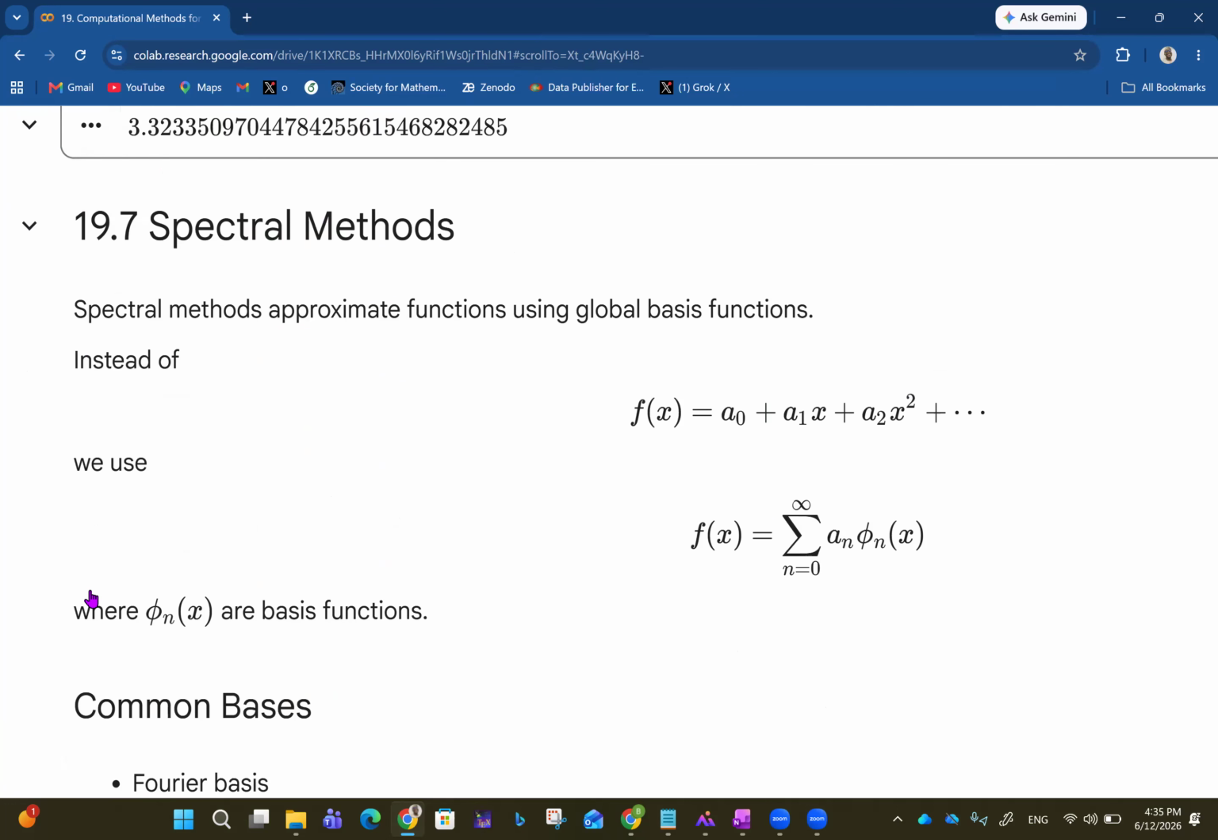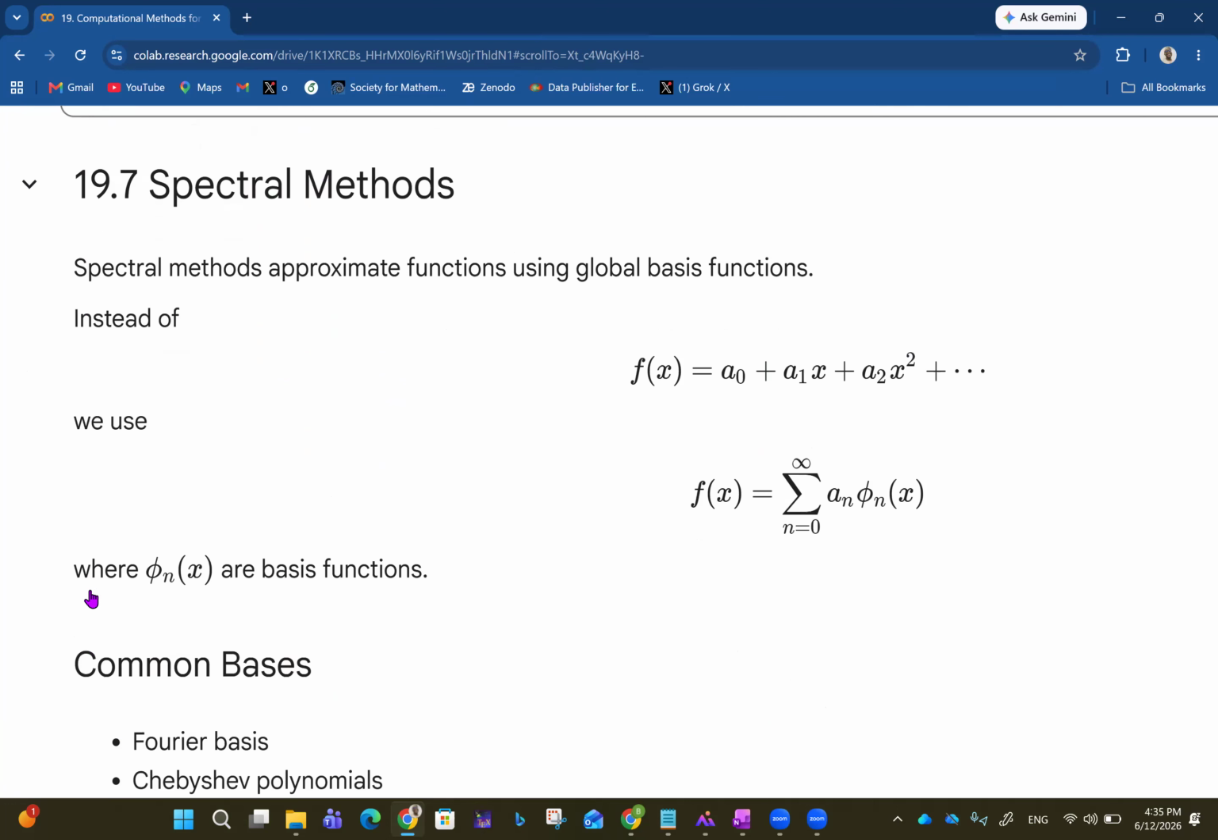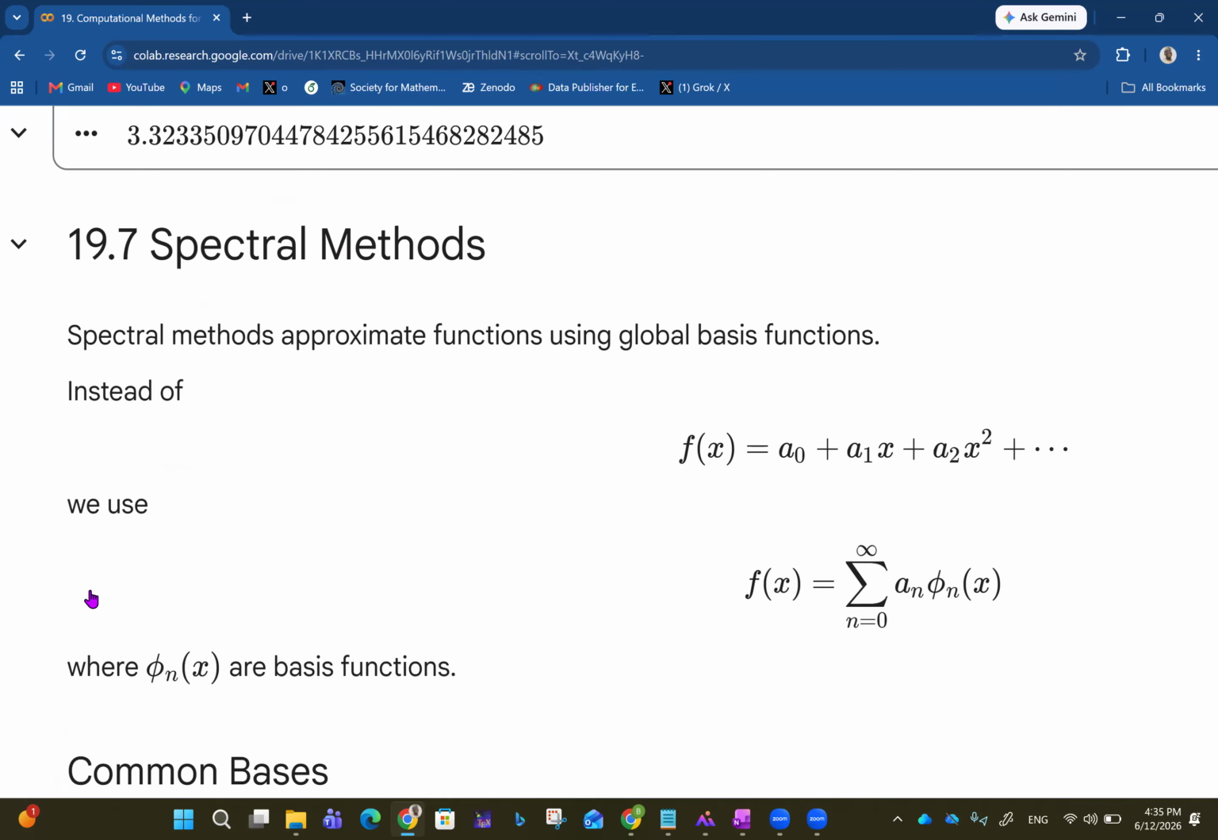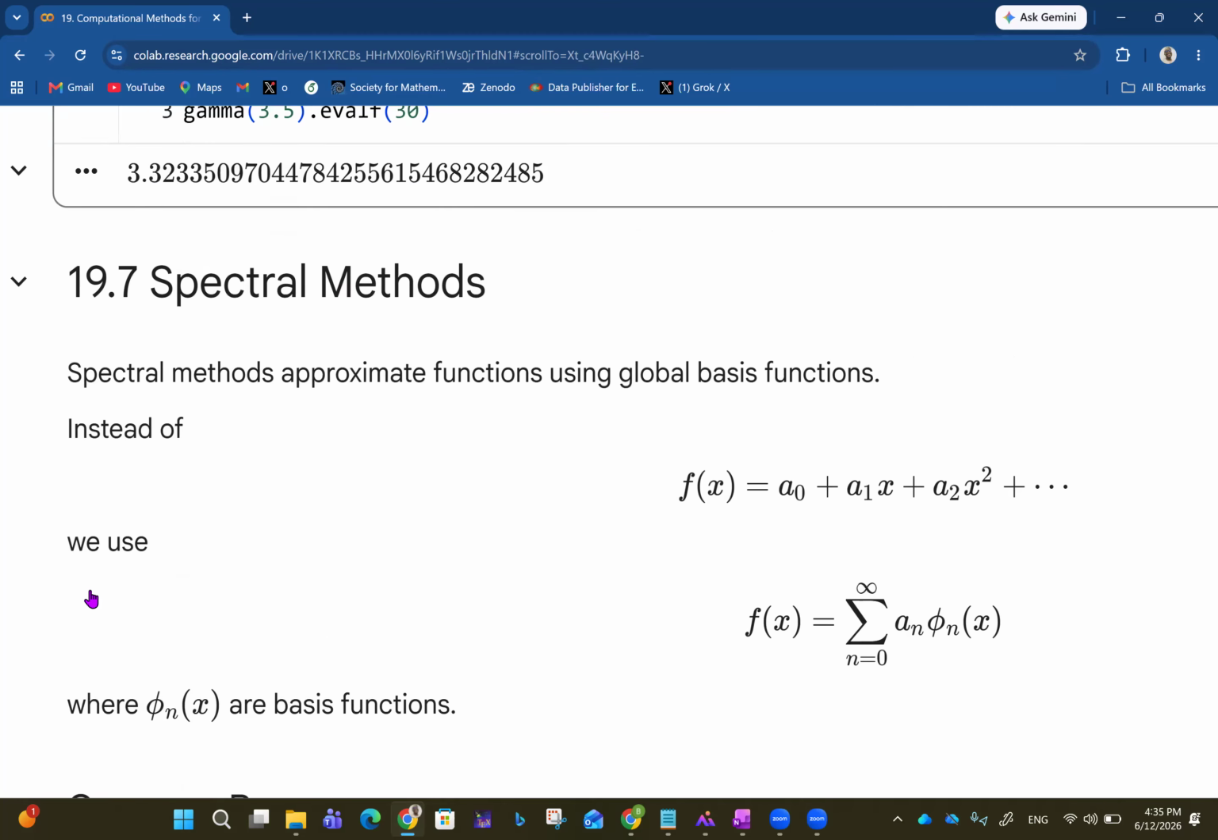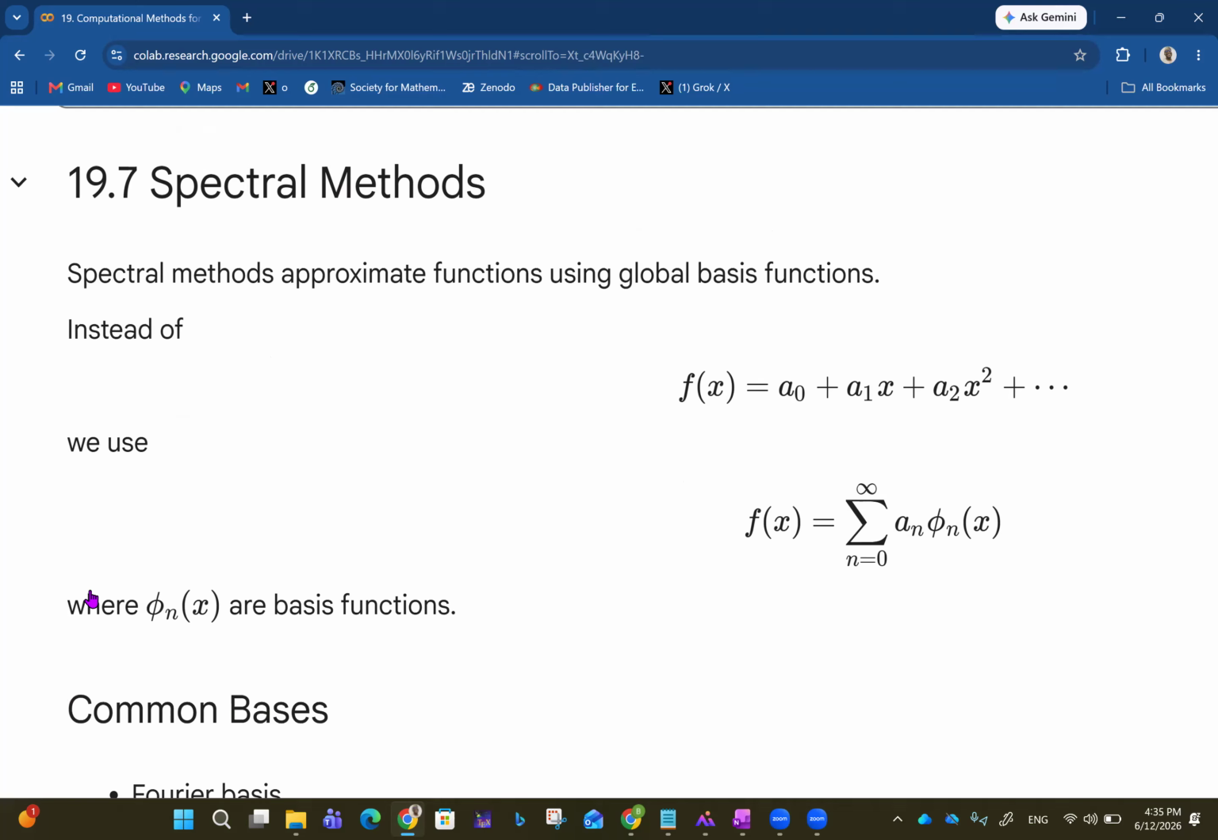Then we have spectral methods. I think I talked about spectral methods still under numerical analysis, especially on the border between numerical analysis and partial differential equations. Spectral methods approximate functions using global basis functions.